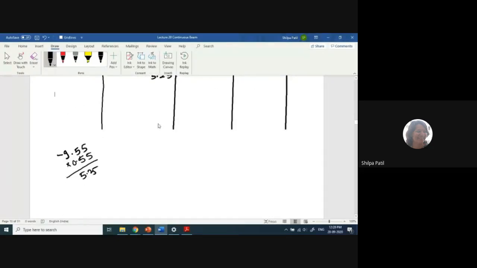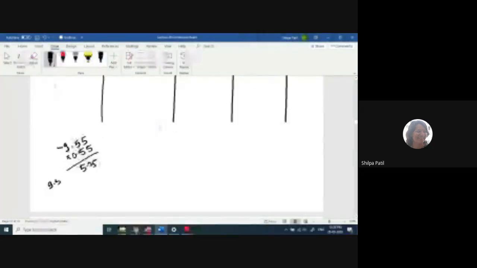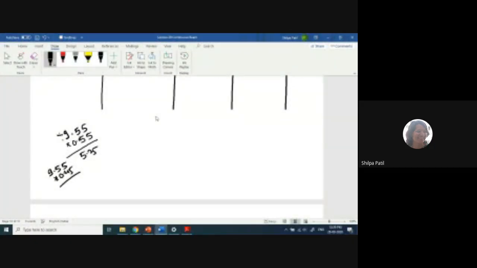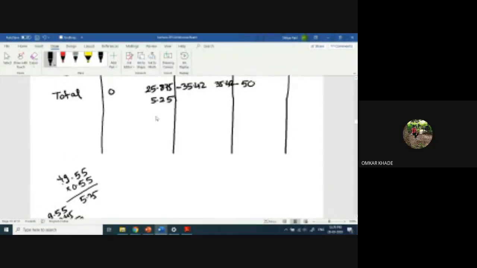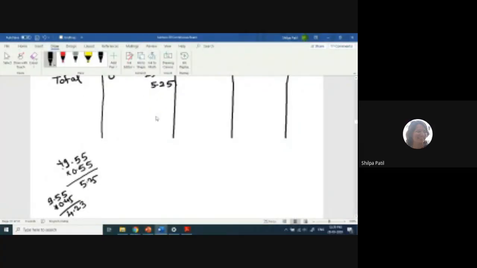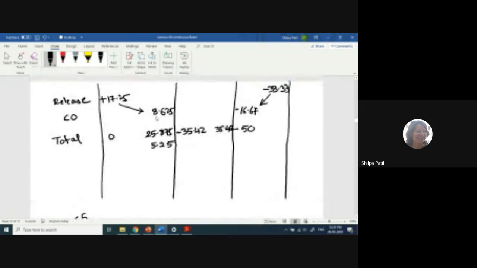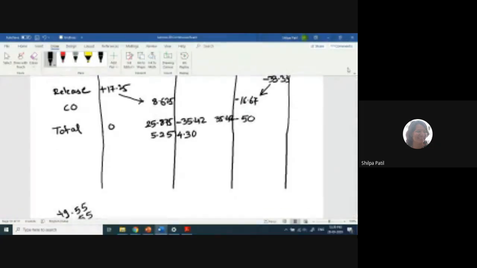Similarly, for BC, it will be 9.55 into 0.45. What is the value? 4.29, this is positive. So 4.30. Okay. Similarly, now come to the next joint, that is joint C.